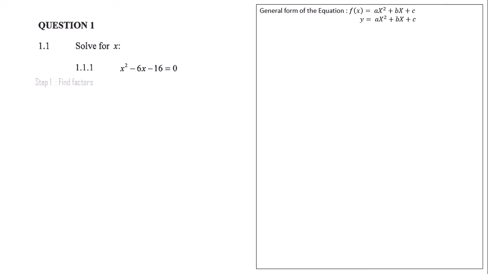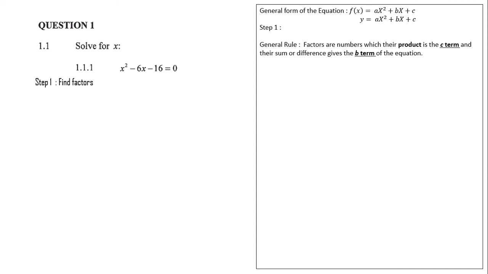tackling this kind of question is to find the factors of your c, or your constant variable in the given equation. So finding the factors, you have a general rule that you will follow, which states factors are numbers which their product is the term c and their sum or difference gives the b term of the equation. So identifying which one is our b term is minus 6 and our c term is minus 16.